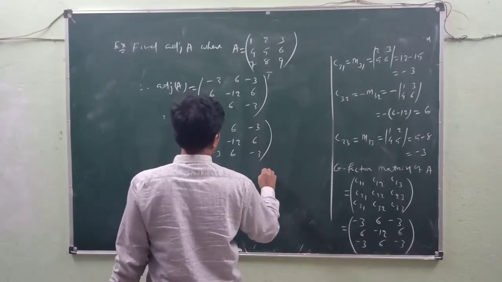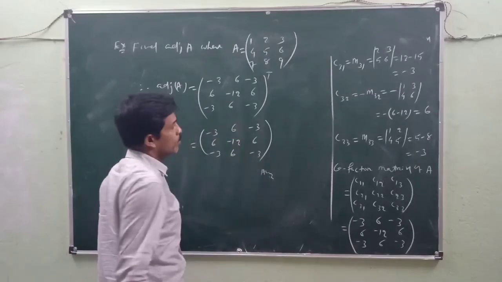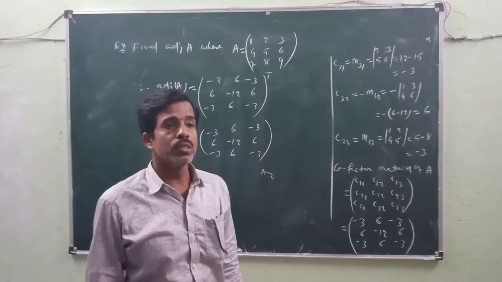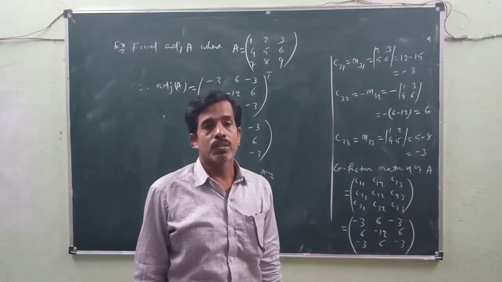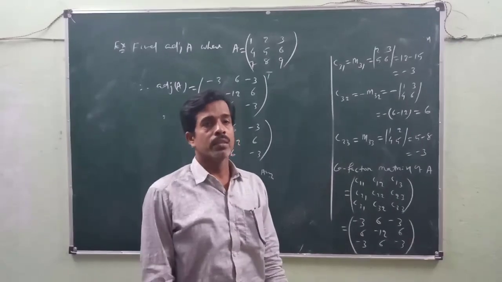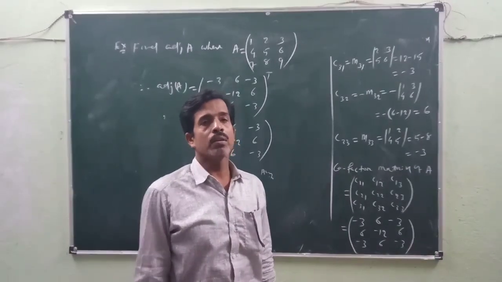This will be the adjoint. Similarly, we do all the problems where the question is given, find the adjoint of a second order square matrix, also a third order square matrix.